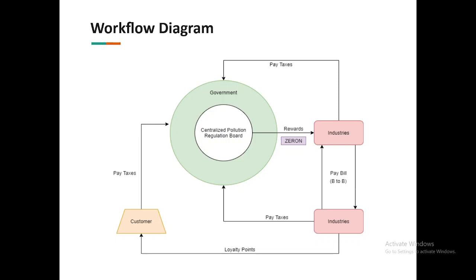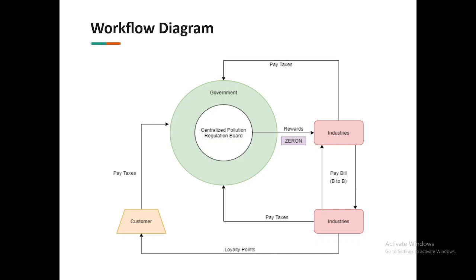Thank you, Samarpan. Hello, I'm Sarthik Garg, and as you can see in the workflow diagram, at the center there's a centralized pollution regulation board under the government, which is responsible for rewarding industries with tokens as per the pollution the industry produces. The greater the pollution an industry produces, the fewer the tokens, and vice versa.